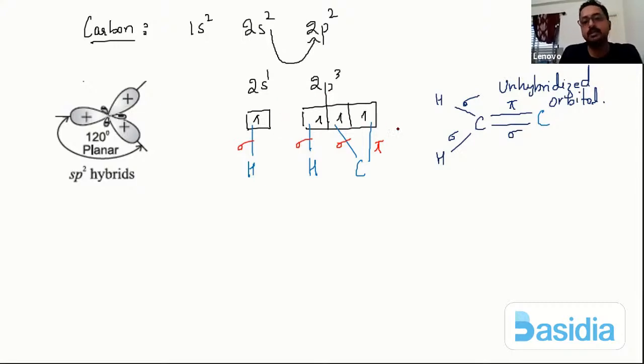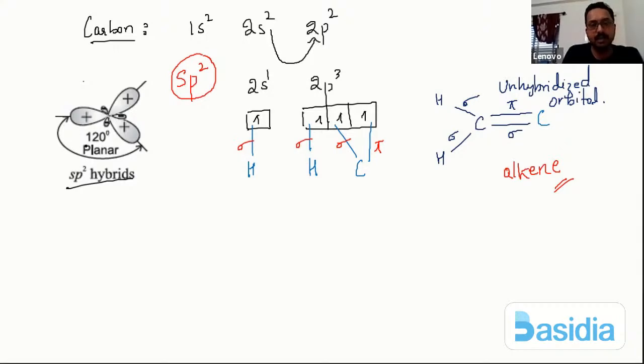So whenever a carbon is having one pi bond, it belongs to the category of alkene. The carbon is said to be sp2 hybridized. And this sp2 hybrid carbon will have a trigonal planar geometry, you can see over here, with a bond angle of 120 degree.